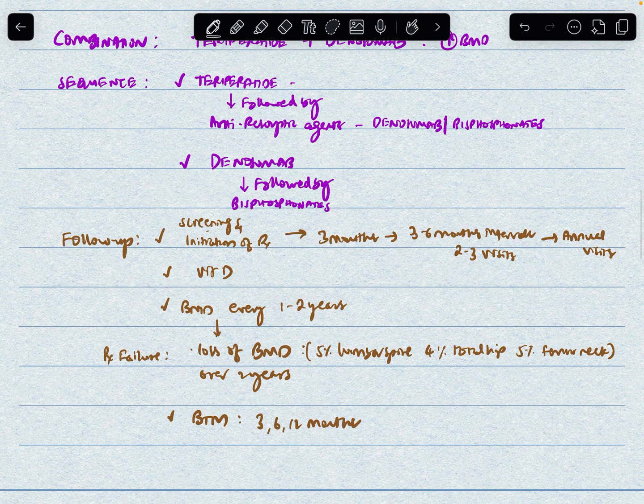These patients should be followed up 3 months after initiating the therapy, then at 3 to 6 month intervals for 2 to 3 visits, and then annual visits. In every visit, clinical examination should be done, and laboratory investigations like vitamin D and imaging with BMD should be done every 1 to 2 years. It is considered treatment failure if there is loss of BMD of more than 5% over 2 years in the lumbar spine and femoral neck. One may also do bone turnover markers at baseline, 3 months, 6 months, and 12 months to assess the efficacy of the treatment.